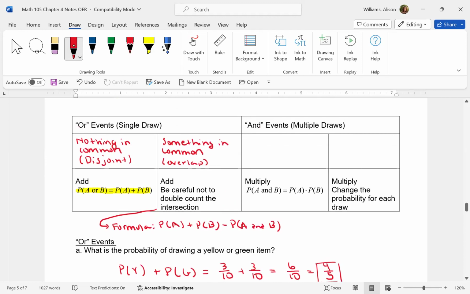Now let's talk about and. And really has two possibilities when we're talking about multiple draws. This means that you're putting your hand in the bag and drawing a prize out and then getting another prize. So two prizes. There are really two possibilities. There are the independent draws, and then there's what's called the dependent draw.